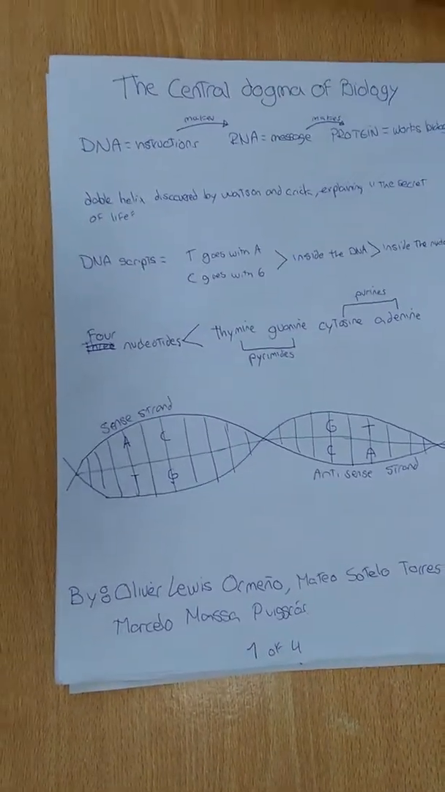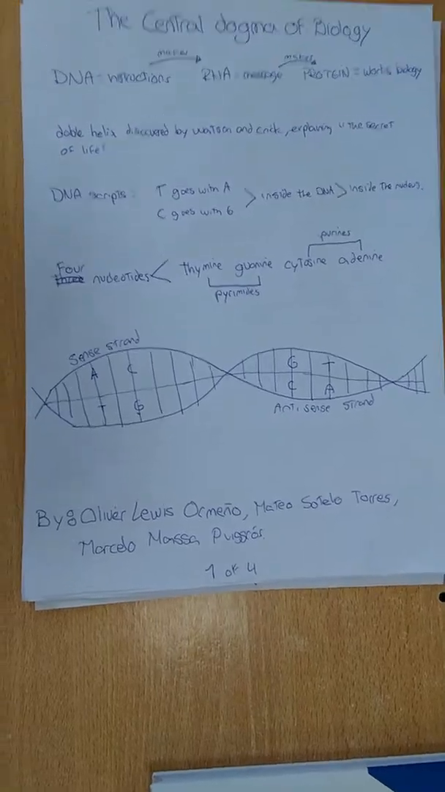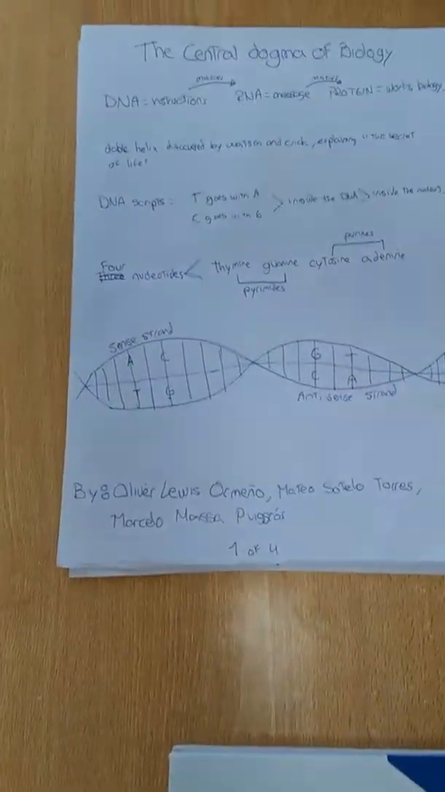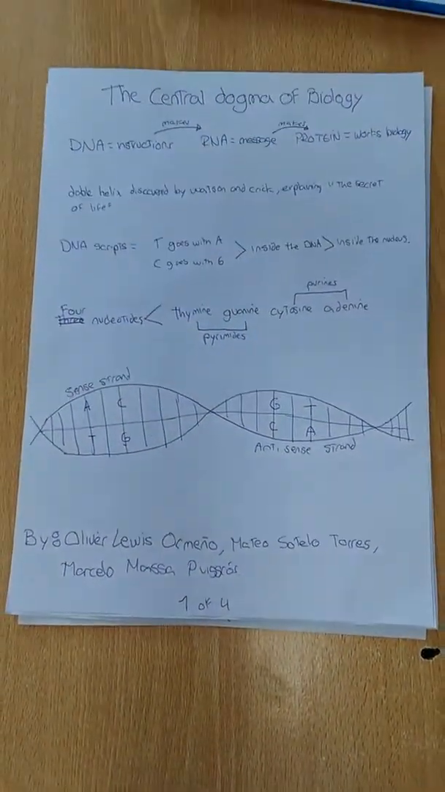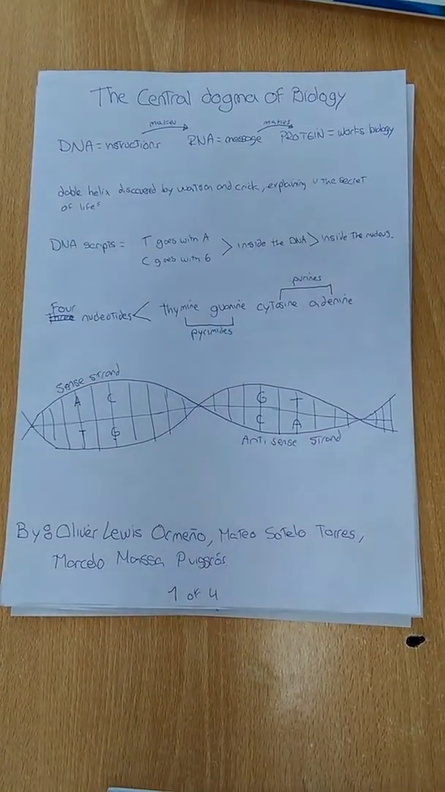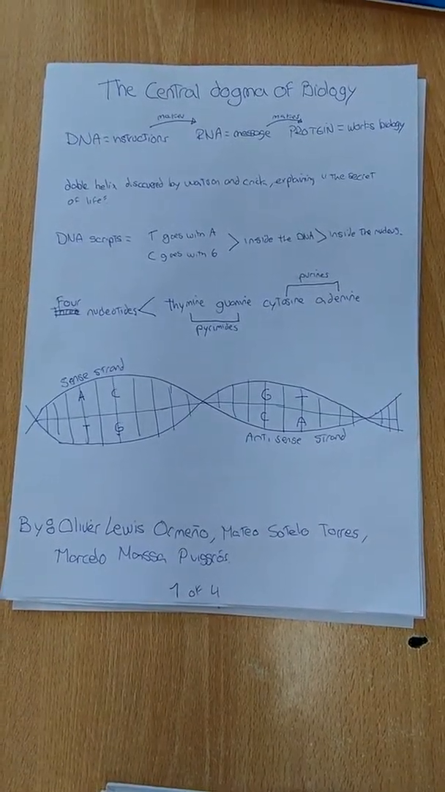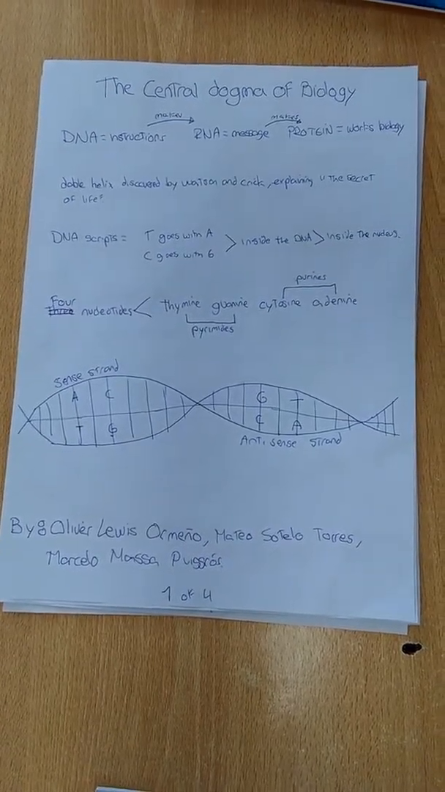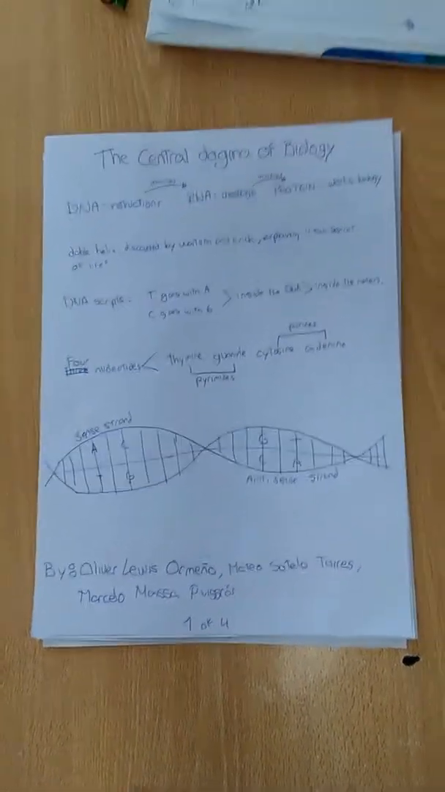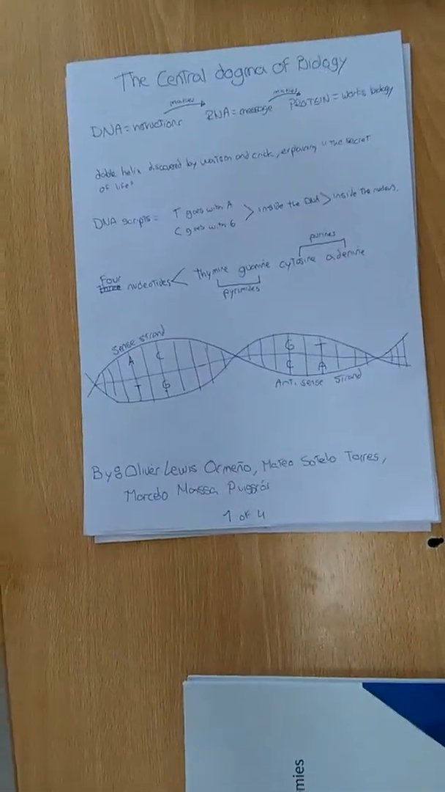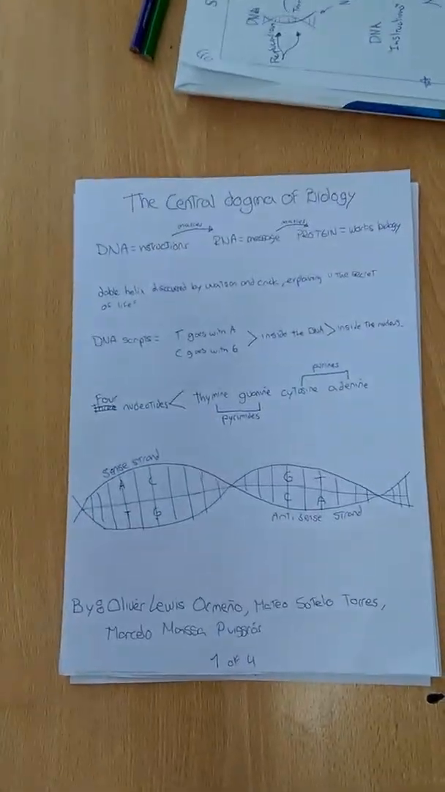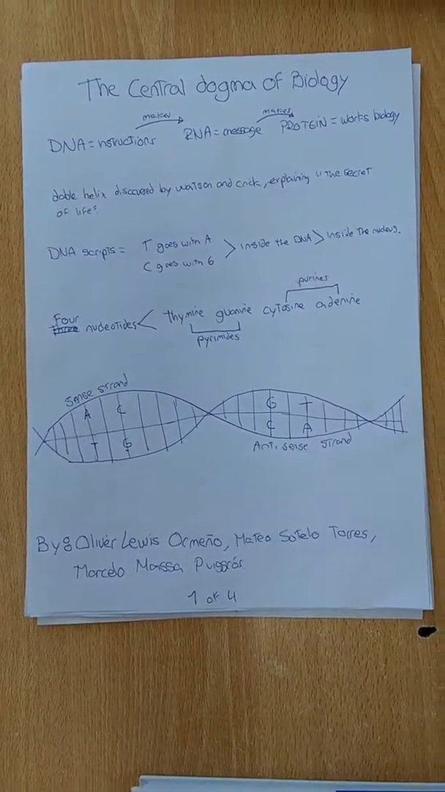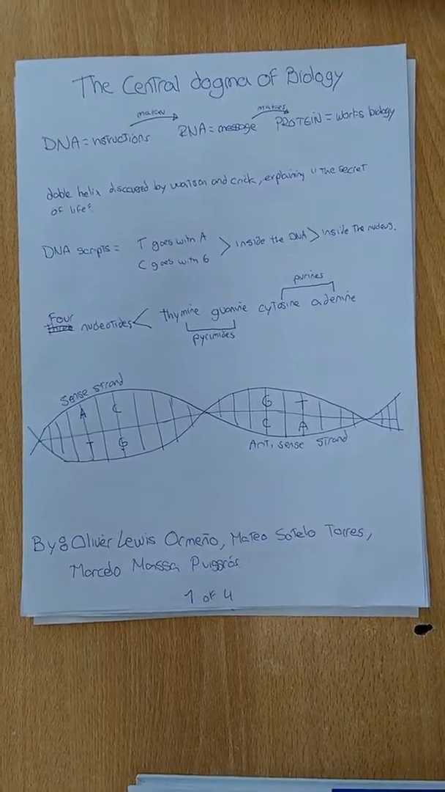DNA scripts. T goes with A, C goes with G. Inside the DNA, which is inside the nucleus, there are four nucleotides: the thymine, the guanine, which are pyrimidines, and the cytosine and the adenine, which are purines.